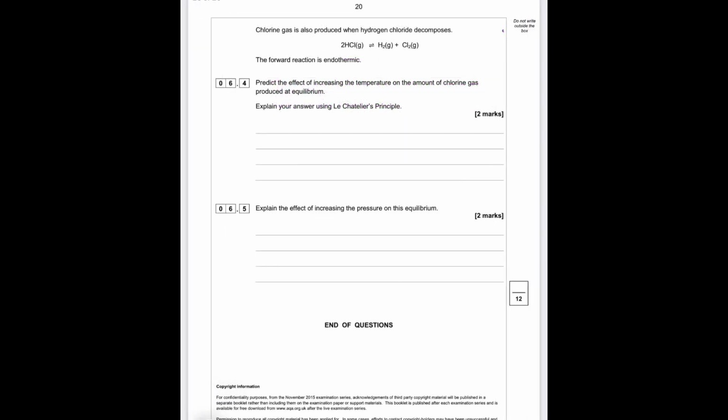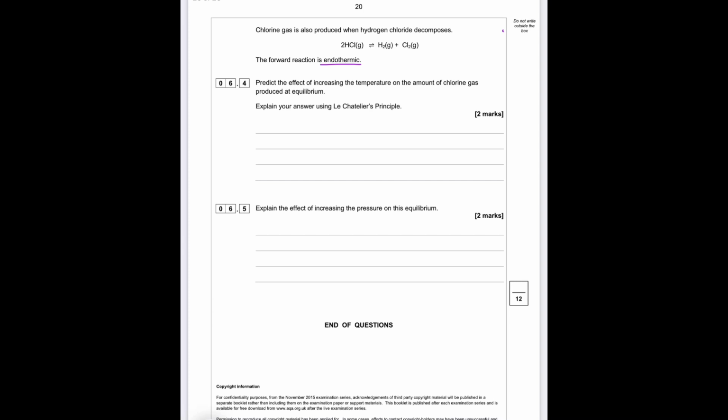So now we are told that chlorine gas is also produced when hydrogen chloride decomposes. So hydrogen chloride is in equilibrium with hydrogen gas and chlorine gas. The forward reaction is endothermic. Predict the effect of increasing the temperature on the amount of chlorine gas produced at equilibrium. And we've got to use Le Chatelier's principle to predict what's going to happen.